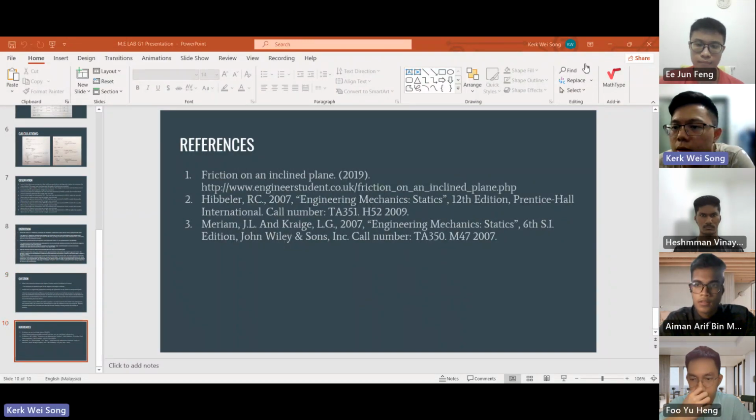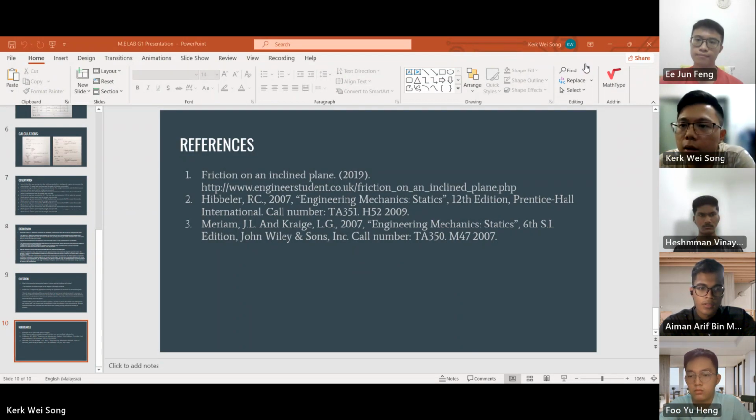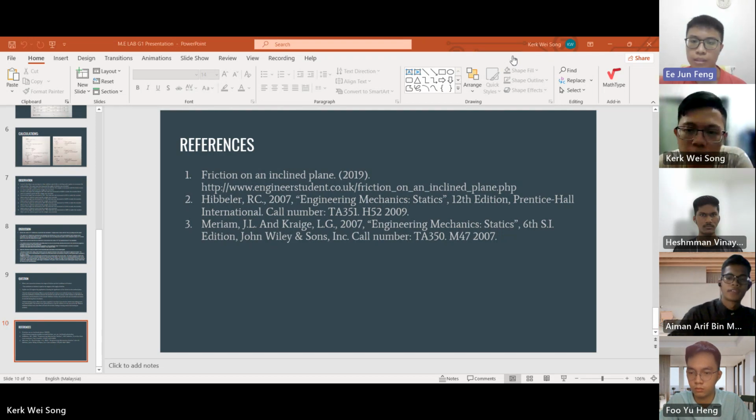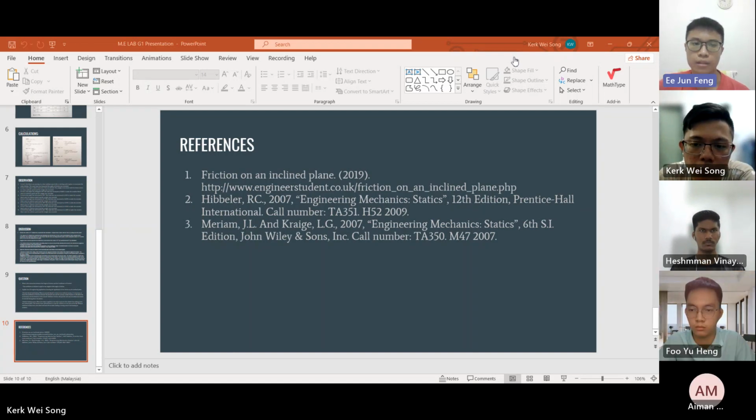So the next one is the conclusion part. Throughout the experiment, we successfully determined the coefficient of friction. Second, we clearly determined the friction on the inclined plane. Furthermore, we successfully proved that the force required to slide a block up the plane is equal to W (sin alpha + beta cos alpha), where alpha is the angle of inclination of the plane.